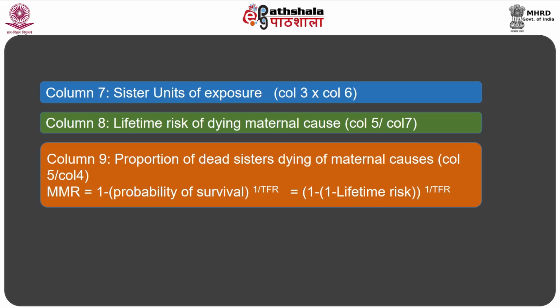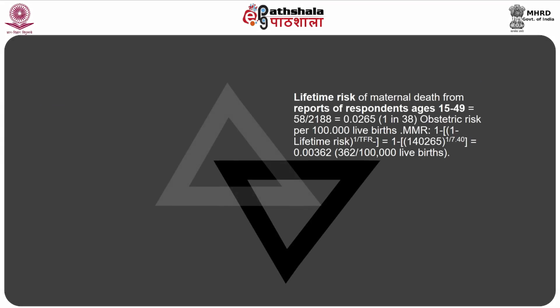MMR equals 1 minus probability of survival to the power of 1 by TFR, that is equal to 1 minus lifetime risk whole to the power of 1 by TFR. Lifetime risk of maternal deaths from reports of respondents ages 15 to 49 equals 58 divided by 2188 equals 0.0265, 1 in 38. Obstetric risks per 100,000 live births.